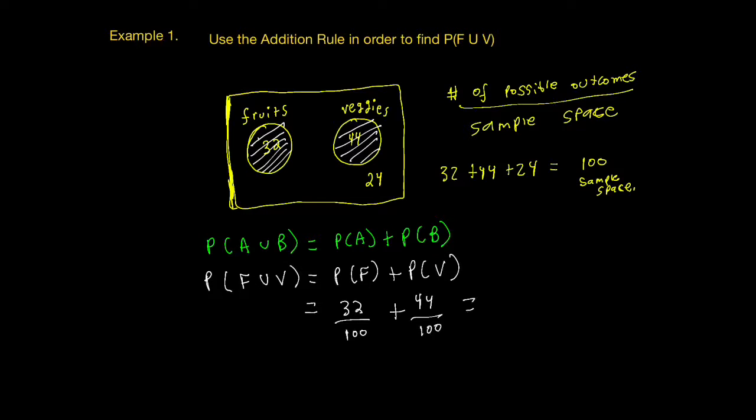So I add them together and I'm going to get 76 out of 100. That's the ratio, the percentage. You can input it in the calculator, or you can do it mentally if you're good with fractions. So here we're going to get 76%.